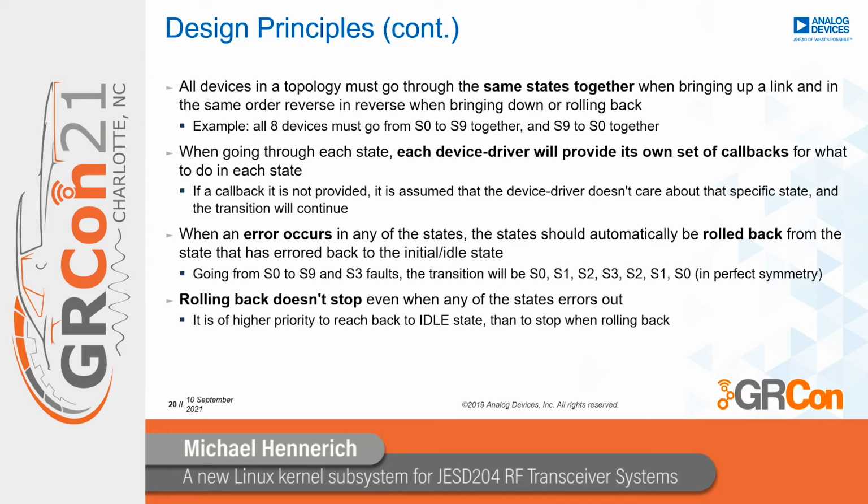If a callback is not provided, it's assumed that the device driver doesn't care about that specific state, and the transition will automatically continue. When an error occurs in any of the states, it should automatically be rolled back from the state that has errored back to the initial idle state. Example: going from S0 to S9, if S3 fails, the transition will be S0, S1, S2, S3, S2, S1, S0 in perfect symmetry. So rolling back doesn't stop even when any of the states error out, because it's of higher priority to reach back to idle than to stop when rolling back.